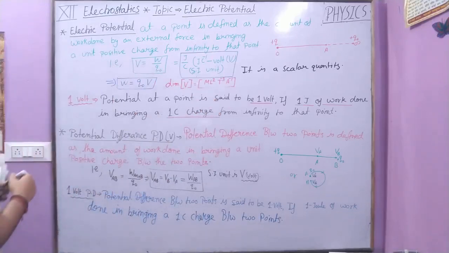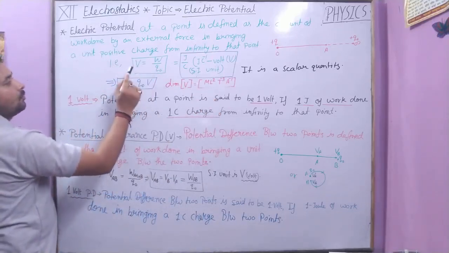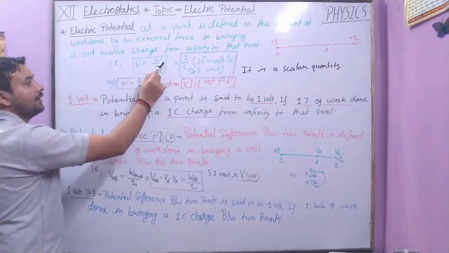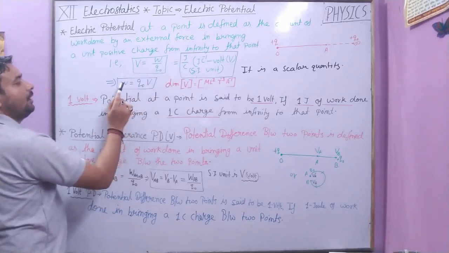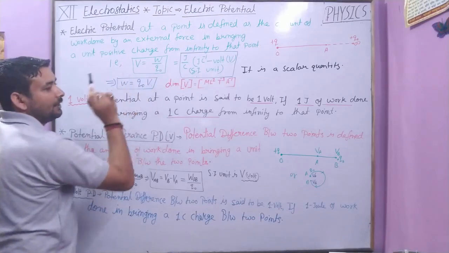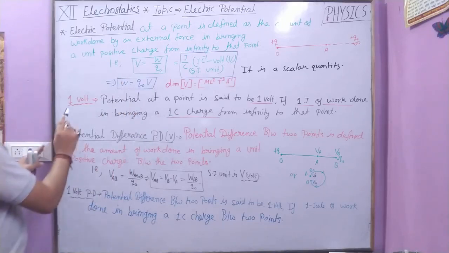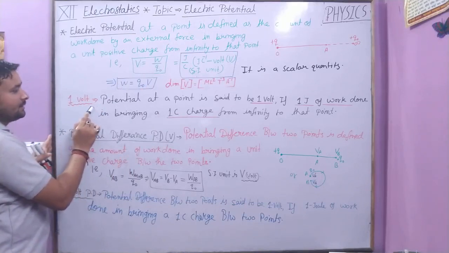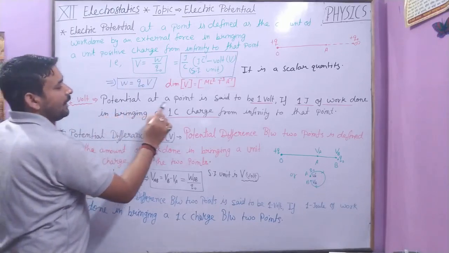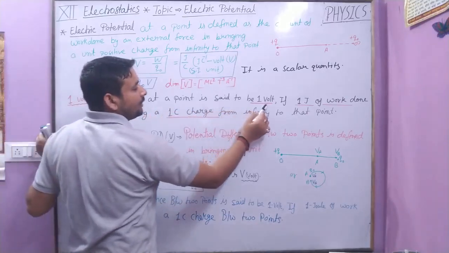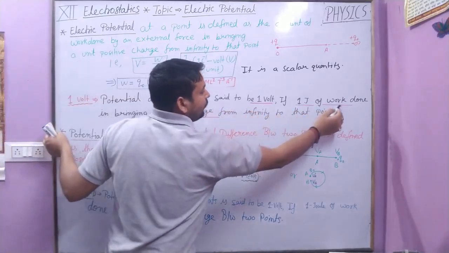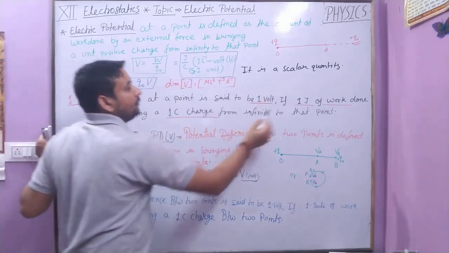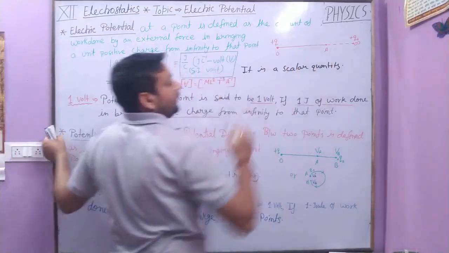Now if you know the potential at a point and the value of the charge, you can calculate the work done by using this formula: W is equal to Q naught V. Clear? Next, the definition of 1 volt: the electric potential at a point is said to be 1 volt if 1 joule of work is done in bringing a 1 coulomb charge from infinity to point A.